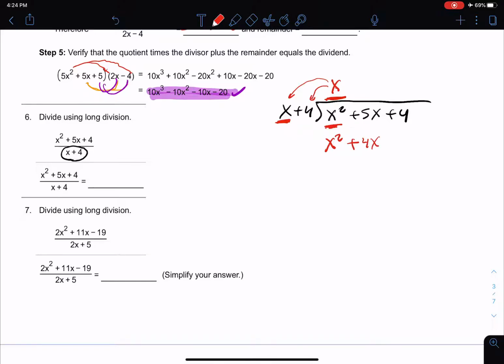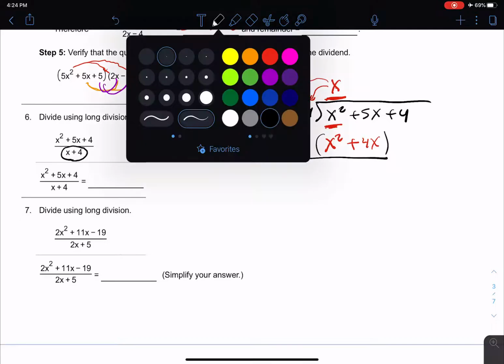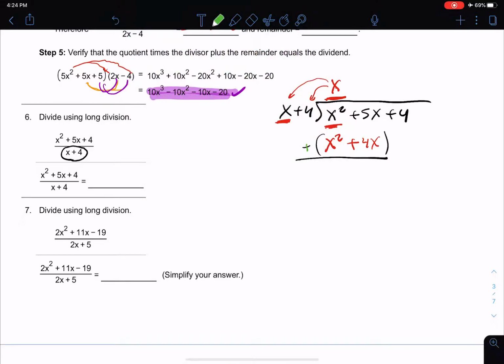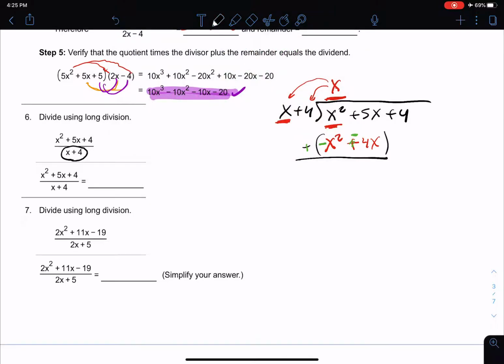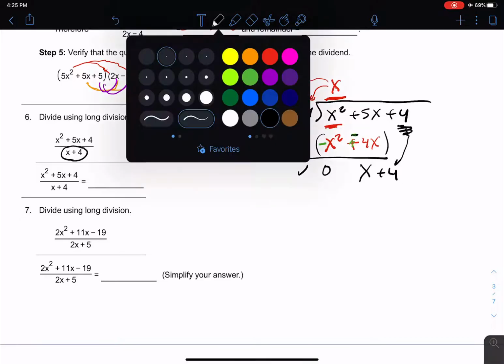So now what do we do in our procedure? Well, now we just subtract, right? And how do you subtract a binomial or any polynomial? The best thing to do, I would say, is to distribute that negative sign, which just changes all the signs of the problem. So now we add. And x squared plus a negative x squared is 0. Perfect. That has to happen. And then we have 5x and a negative 4x just gives us an x. Now we go ahead and bring down our next term, which is 4, and we do the procedure again.